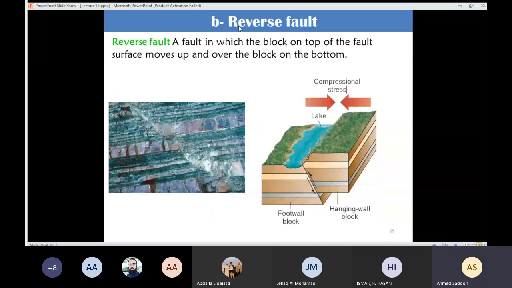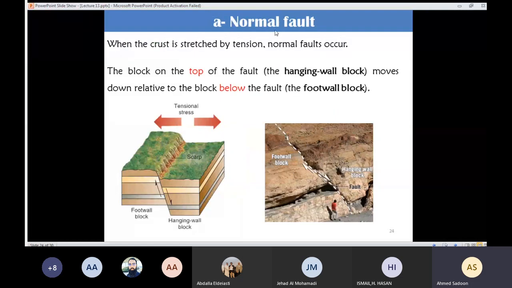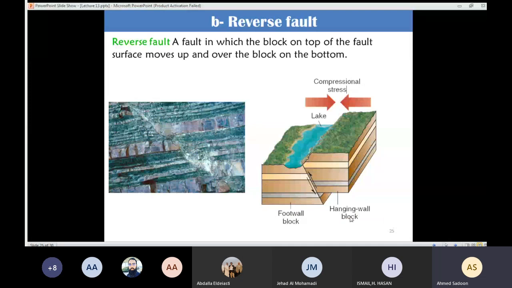The other one, which is the reverse fault, instead of having tensional stresses, in that case, I'm going to have compressional stresses. And in that case, the hanging wall block is going to move up relative to the foot wall block. So this one is a normal fault, and this one is the reverse fault. In the normal fault, I'm going to have tensional stresses, and the hanging wall is going to move down. Here, I'm going to have compressional stresses, and the hanging wall block is going to move up.